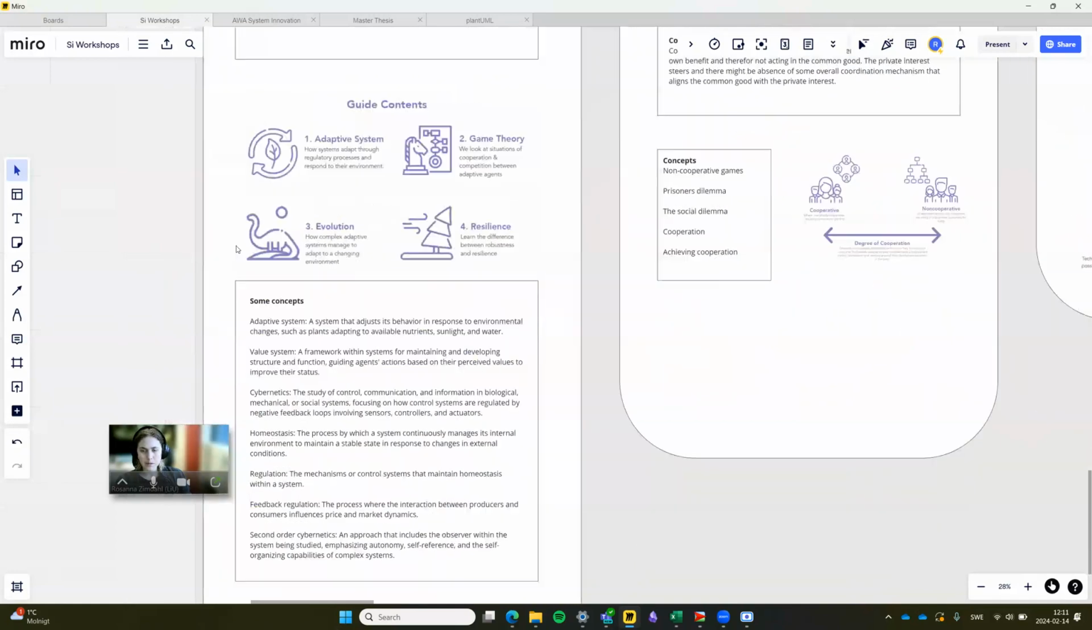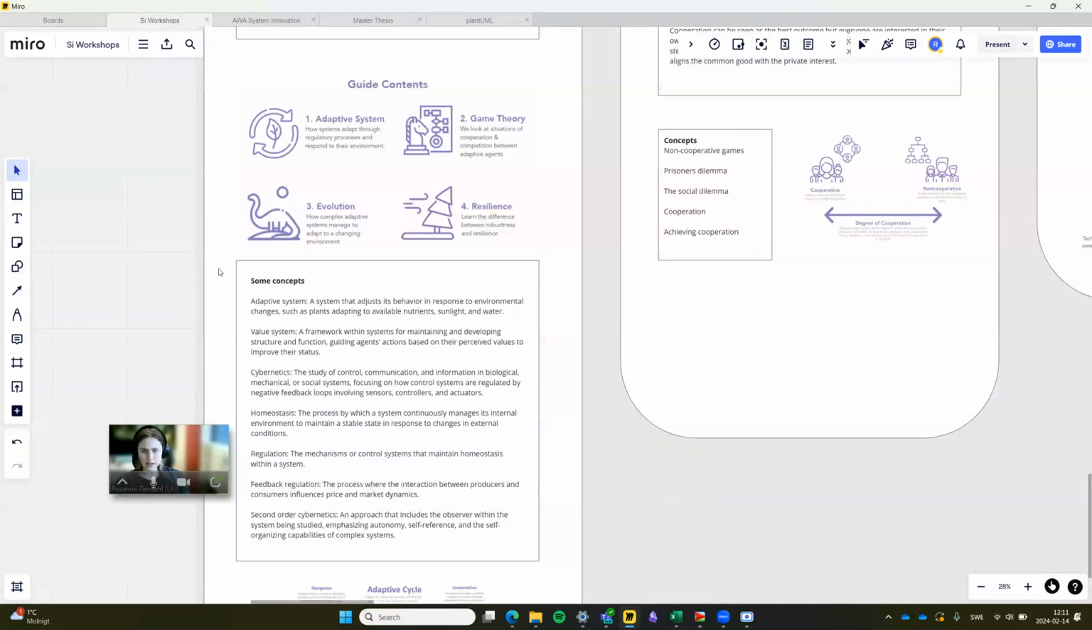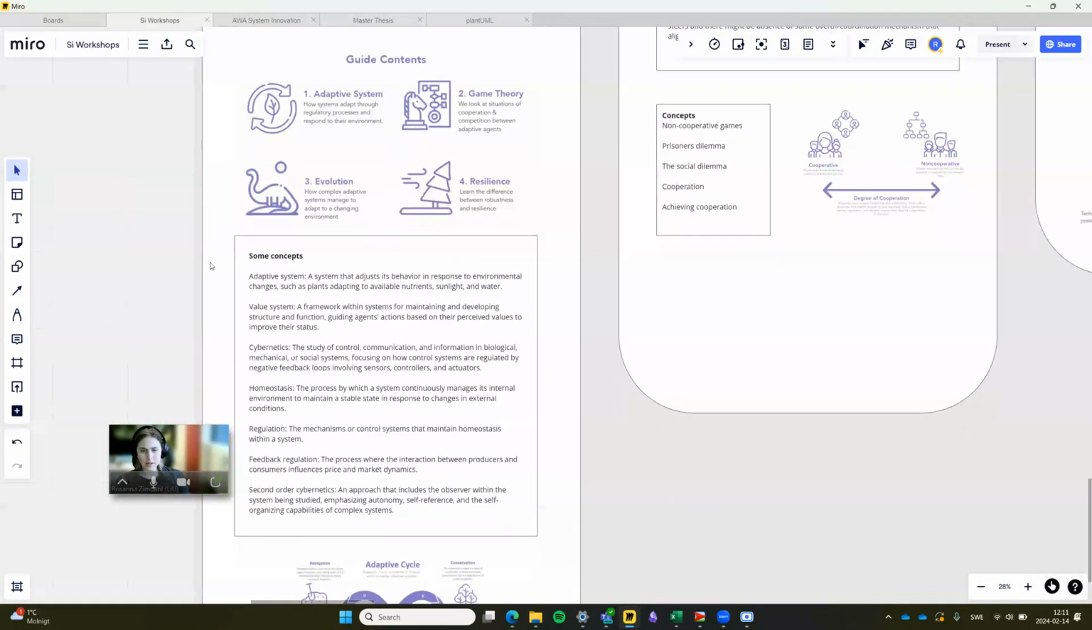So, some concepts of complex adaptive systems are that they always have value systems, so how an agent knows how to behave in its environment depends on what it is reaching for, so it has some kind of value system that it's trying to achieve. So for example, a tree wants to grow and it wants to grow old.